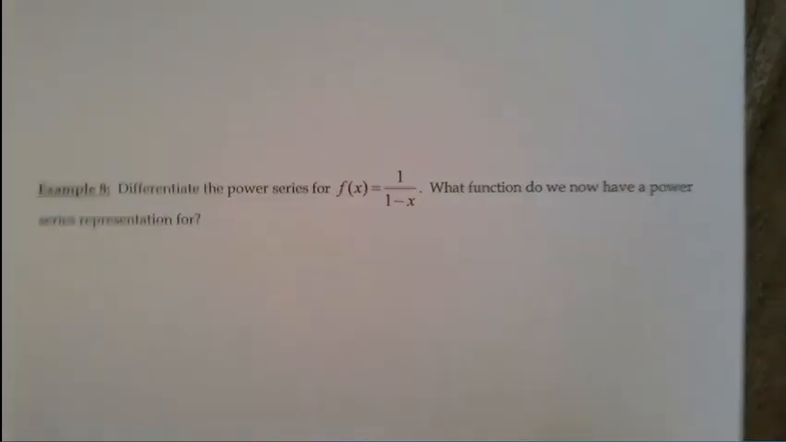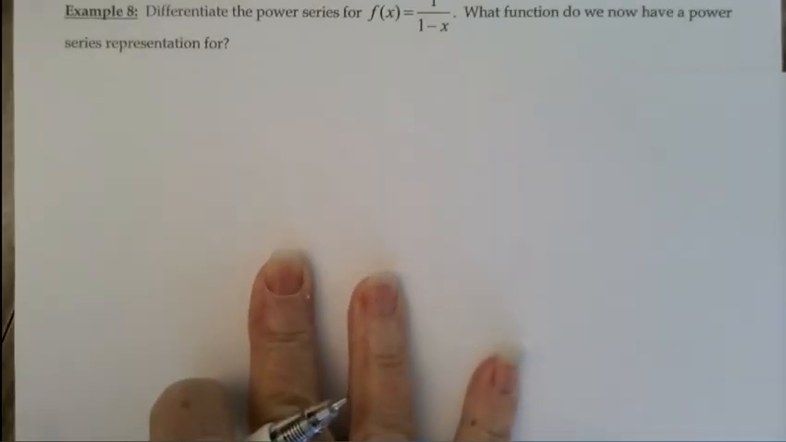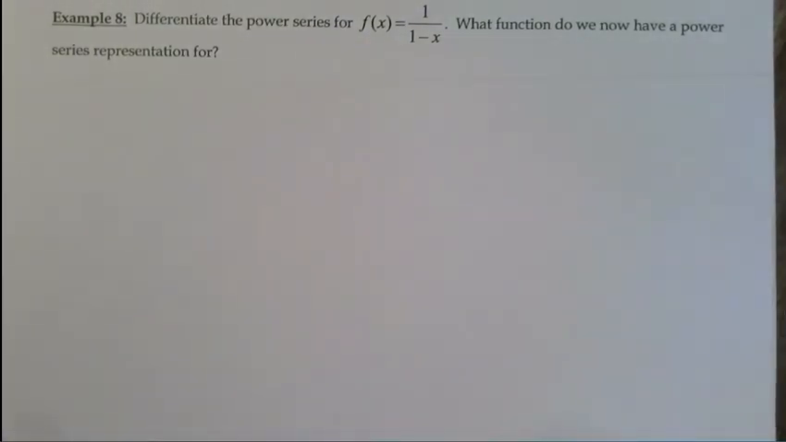We have one more example here, example 8. And again, I really should have given us more space to work on this, so I'm just going to go to a blank sheet of paper. This time we're asked to differentiate the power series for f of x is equal to 1 over 1 minus x. And it says, what function do we now have a power series representation for?